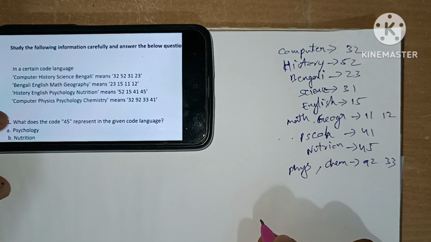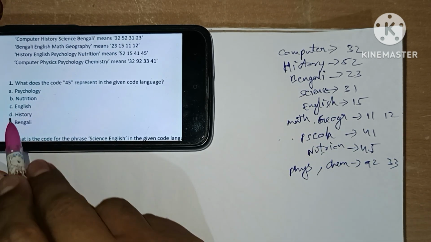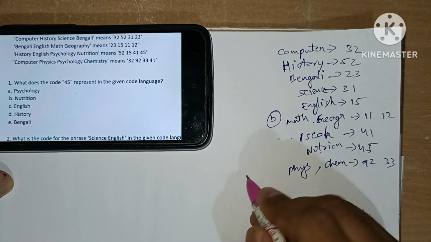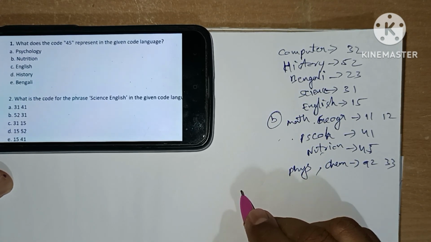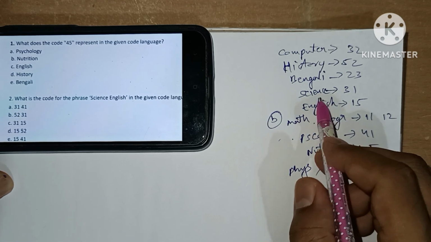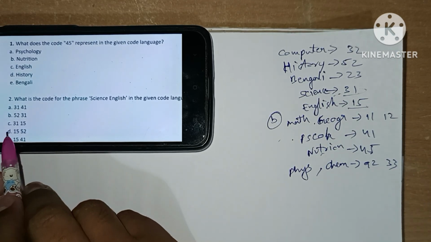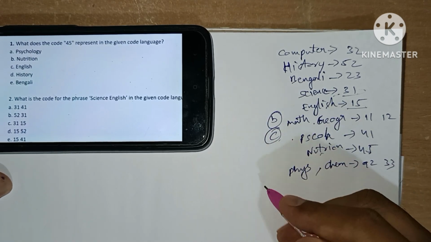Let's see the questions that are asked. What is the code for 45? 45 is nutrition. Option B is our answer. Next, what is the code for science English? Science English means science 31, English is 15. 31 15. Option C is the answer.